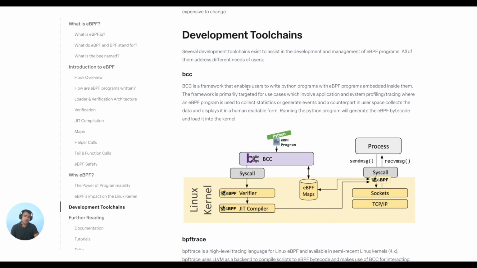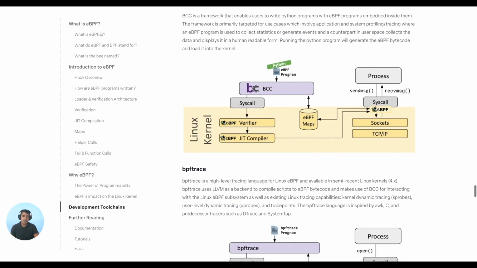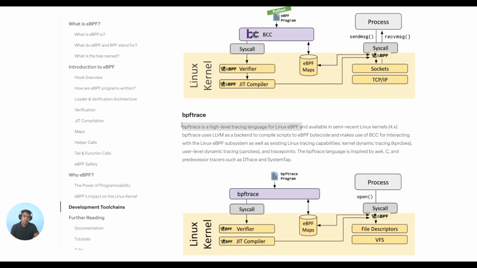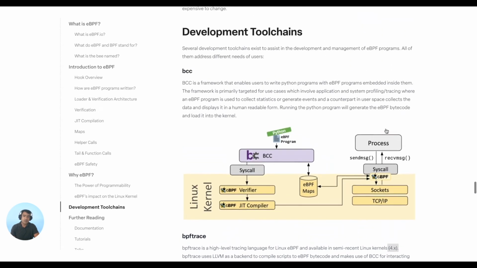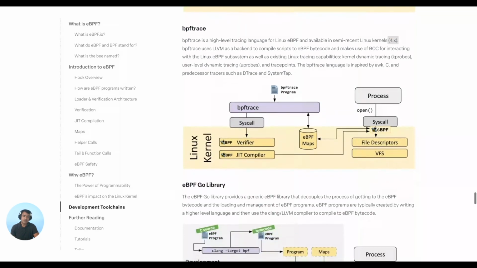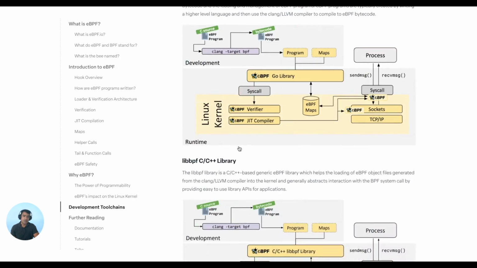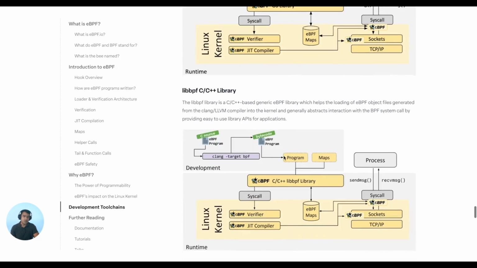BCC is a framework that enables users to write Python-like programs for eBPF. And then we have BPFtrace, a high-level tracing language for eBPF, available in semi-recent Linux kernels. One of the main things is BPFtrace is available in semi-recent 4.x versus BCC, which is available for newer kernels like 5.x. And then we have the BPF Go library written in the Go language. We have libbpf, that is in C or C++.